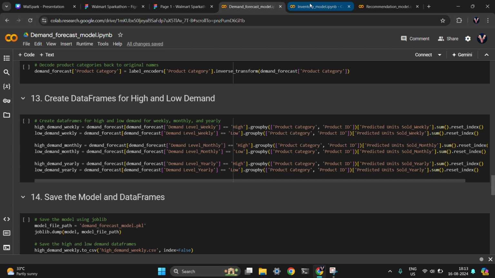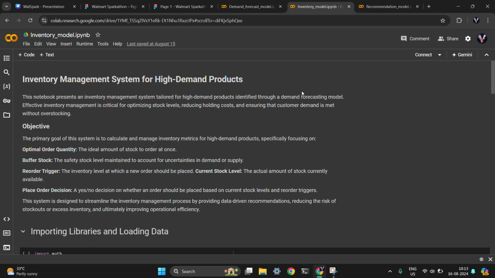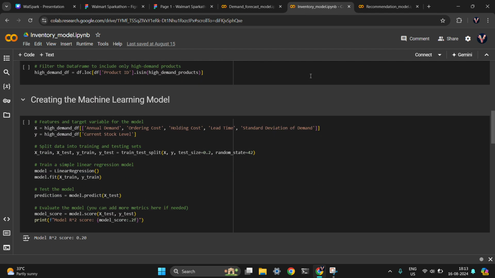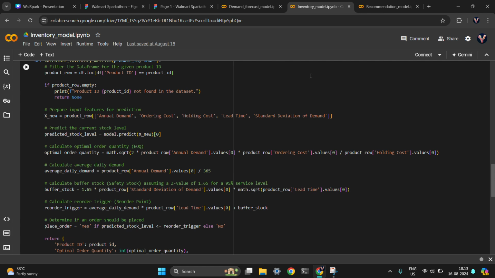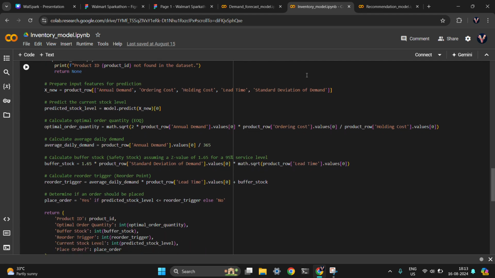Next, the inventory model. For this model, we use linear regression algorithm. Here, the optimal order quantity is calculated using EOQ formula. The model predicts the stock level. If the predicted stock level is less than or equal to the predicted stock, then the order is to be placed for that particular product.